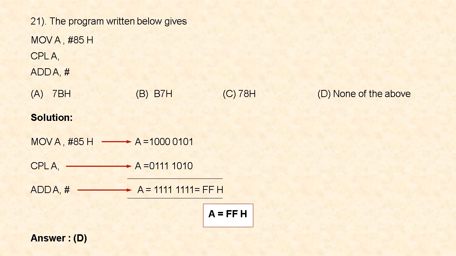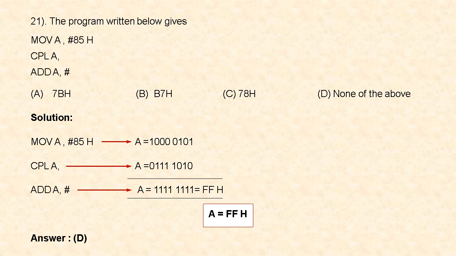In this video, let us see the questions 21 to 40 of the November 2020 Electronic Science question paper. 21st question. The program written below gives: MOV A, #85H, CPL A, ADD A, #85H. Option A 7BH, option B B7H, option C 78H, option D none of the above.